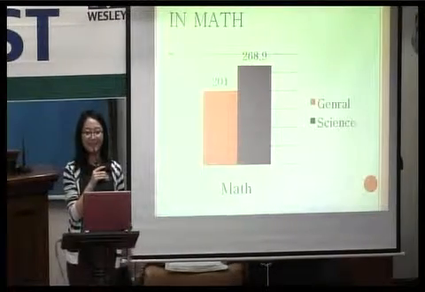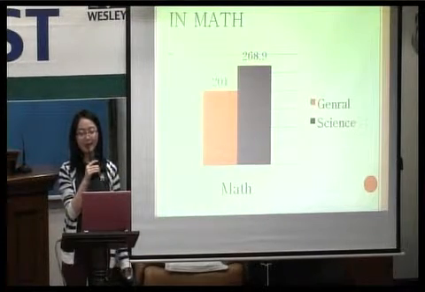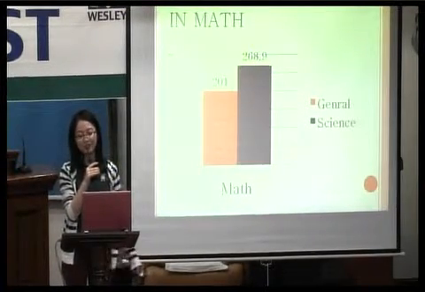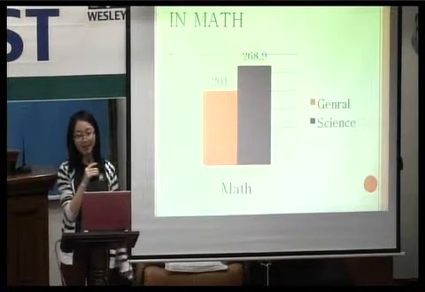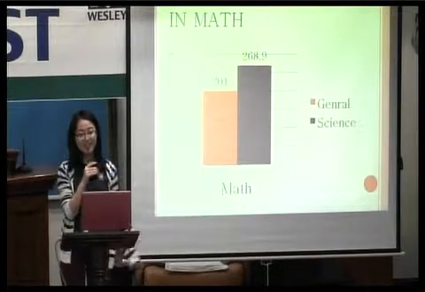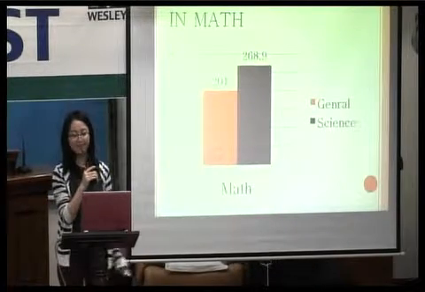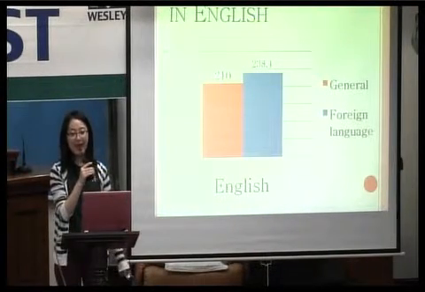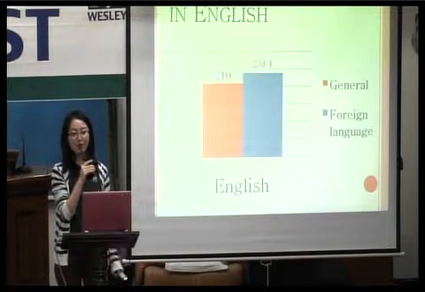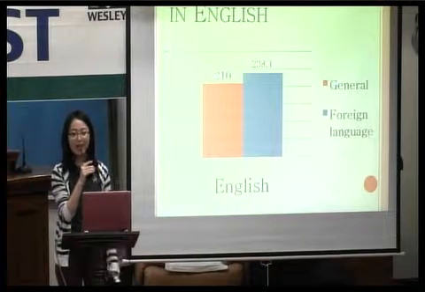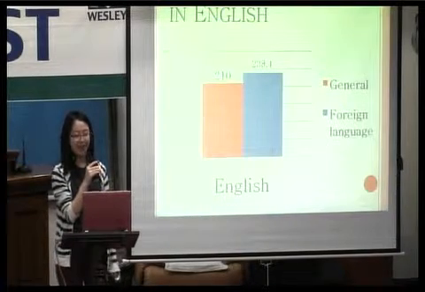Please look at this chart. It shows the average math scores in science high schools and general high schools. The orange, which represents general high schools, and the red is science high schools. As you see, the science high schools' scores are much higher than general high schools. The next compares foreign language high schools' English scores and the general high schools'. The sky blue bar, which signifies foreign language high schools, is 238.4 and the other is 210.